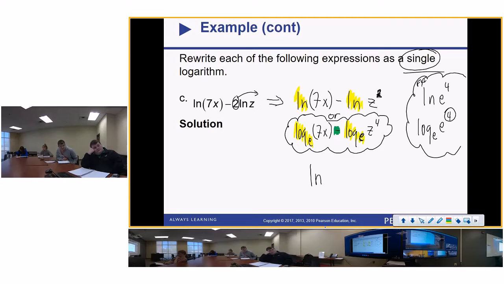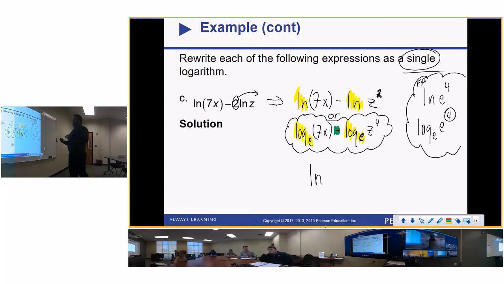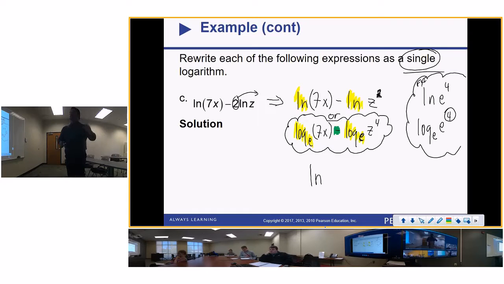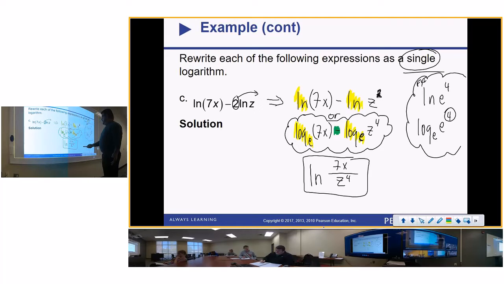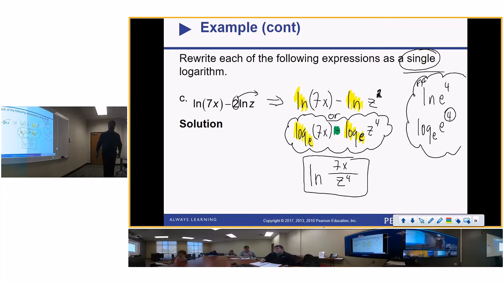That highlighted, that green subtraction symbol means that I can use a property. Which one? Quotient rule. So that's going to be 7x over what? Z to the fourth. Or you can write it log base e, log base e of 7x over z to the fourth.